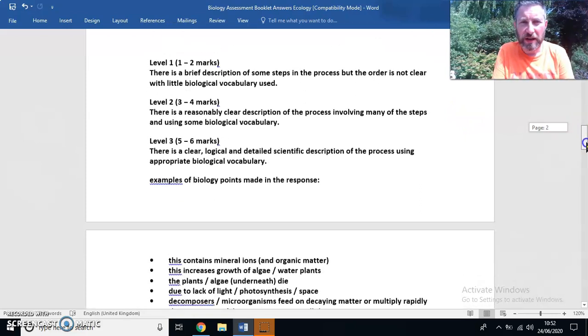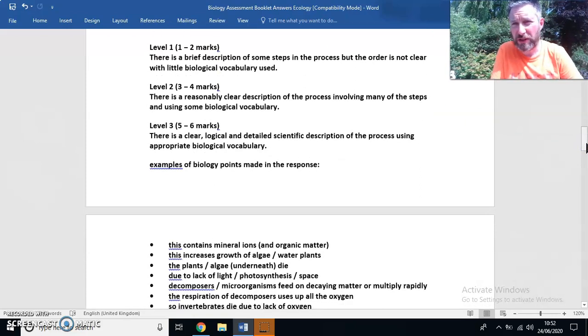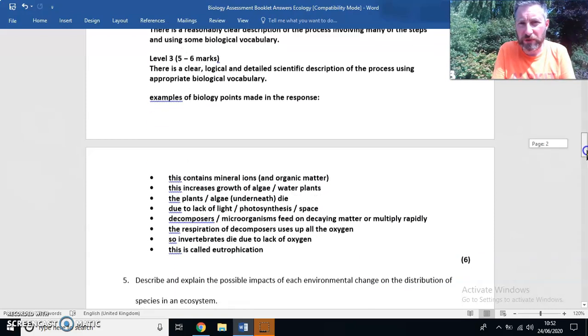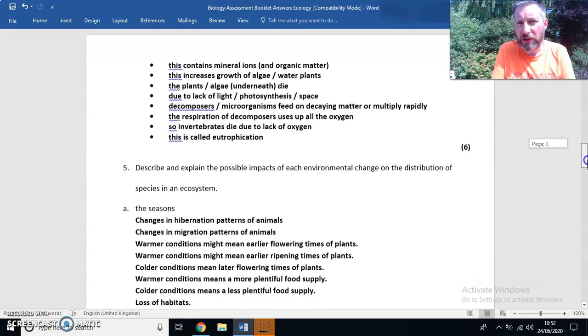Now, loads of you got sort of 4 marks on this because you didn't quite mention 2 key things. The things most people missed was talking about algae. People didn't use the word eutrophication. Some people didn't talk about bacteria. But that's the key, the thing for sort of 5 or 6 marks. So eutrophication crops up quite a lot.